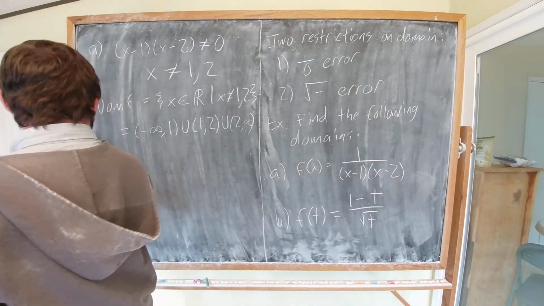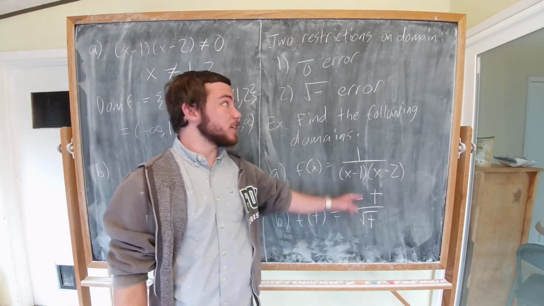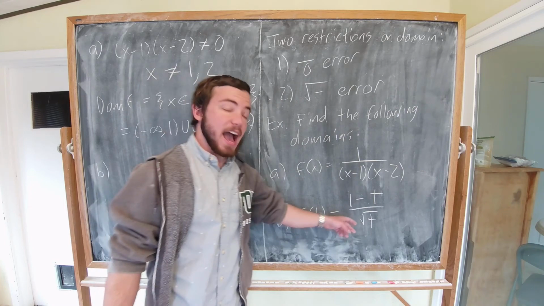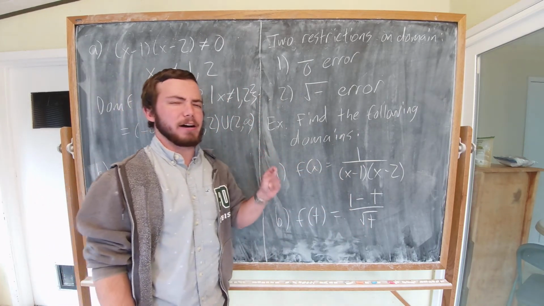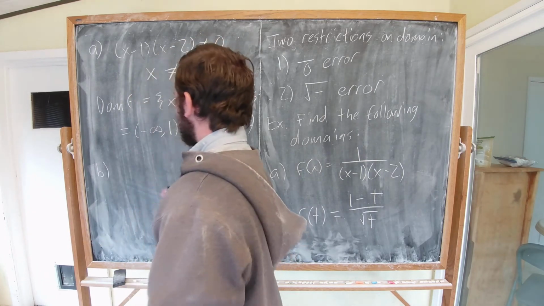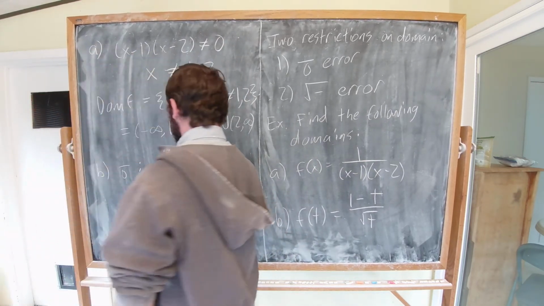Okay, let's do part B. I see that we again have a fraction, so we need to worry about divide by 0 errors, and we have a square root, so we need to worry about square root of negative errors. So, let's take care of the divide by 0 first.